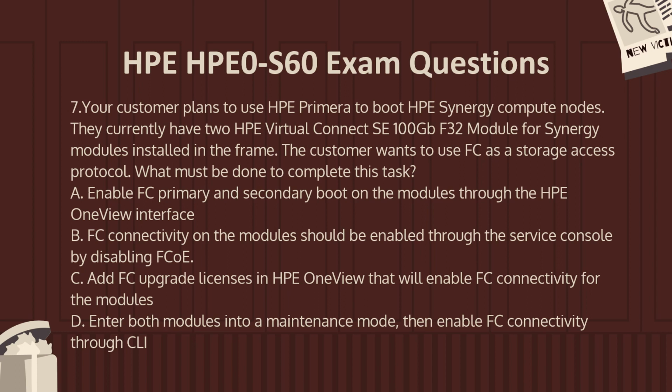A. Enable FC primary and secondary boot on the modules through the HPE OneView interface. B. FC connectivity on the modules should be enabled through the Service Console by disabling FCoE. C. Add FC upgrade licenses in HPE OneView that will enable FC connectivity for the modules. D. Enter both modules into maintenance mode. Then enable FC connectivity through CLI.